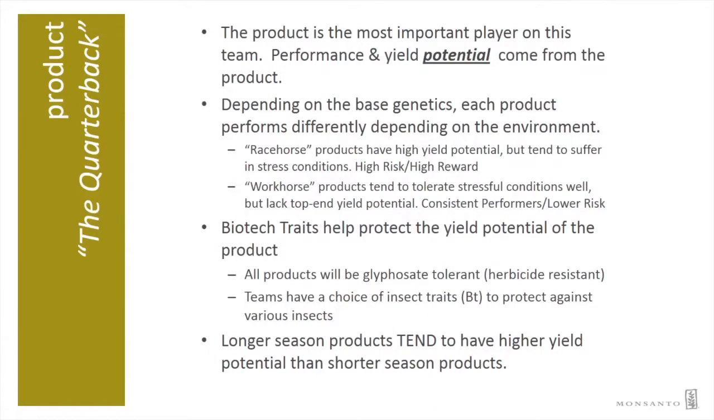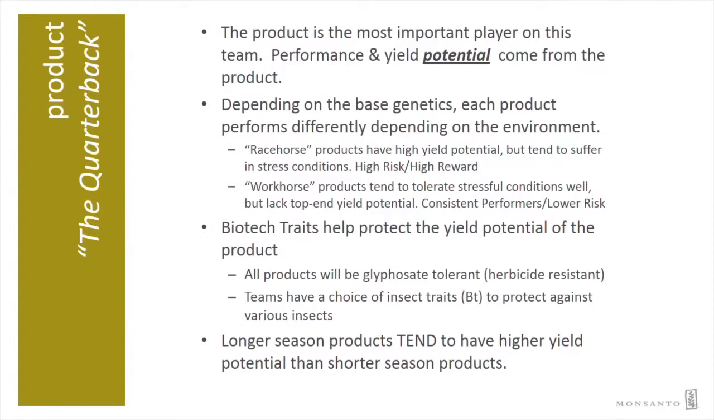So the product is essentially one of your most important decisions for your farming operation. This has the most impact on your bottom line, and whether it's high yield or whether it's profitability, this product decision is going to be the most important every season. We often hear throughout the season, what kind of different products do we choose? What are the different types? And we often refer to them as racehorses and workhorses.